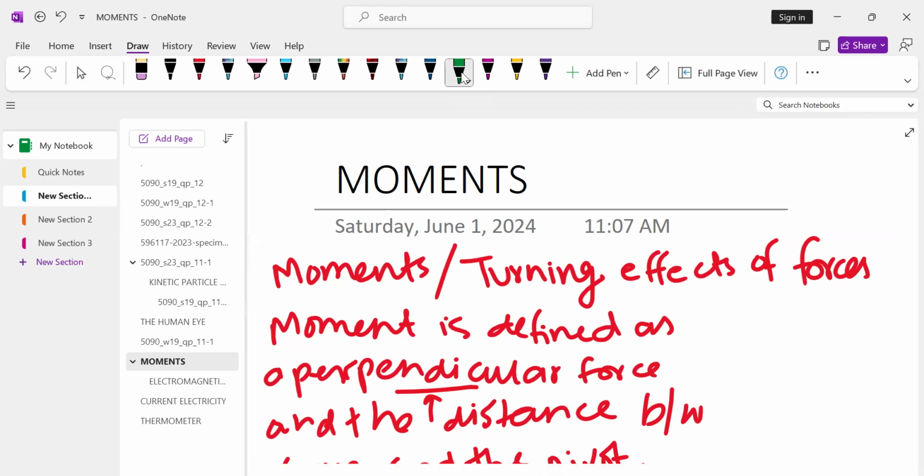In today's video, we'll discuss the topic moments, which is a subtopic of Unit 1 of Physics, which is General Physics. The code for O-Levels Physics is 5054, and moment is one of the subtopics of General Physics, which is Unit number 1. So let's get started. Firstly, you should know the other name of moment, which is the turning effects of forces.